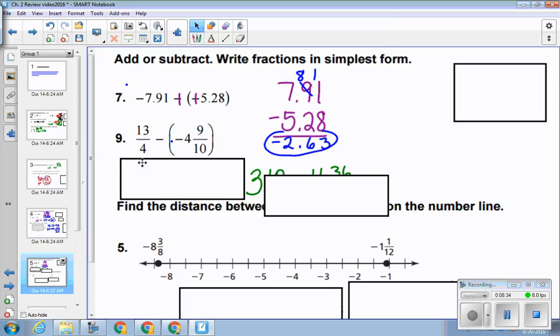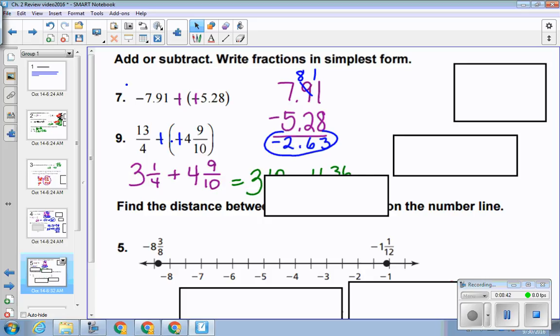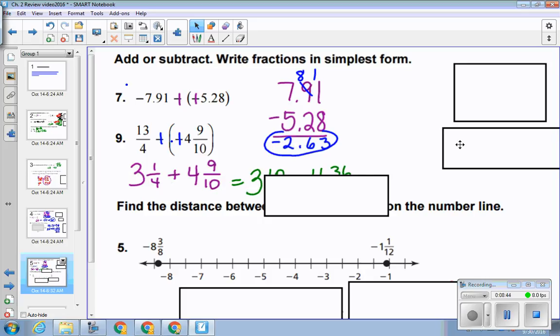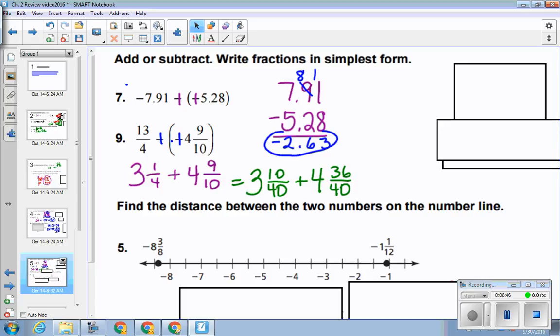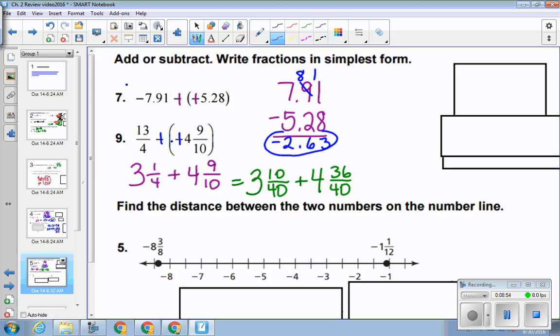Okay, so we're subtracting a negative for number 9, so that becomes adding a positive, so we're just adding. So first, I'm showing that, and then we need common denominators, which unfortunately I believe has to be 40, so let's add them now. We're good to go. So in our whole place we have 7, and in our fraction we have 46/40ths.